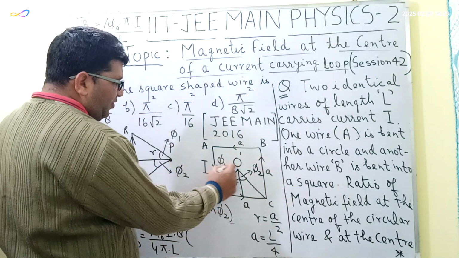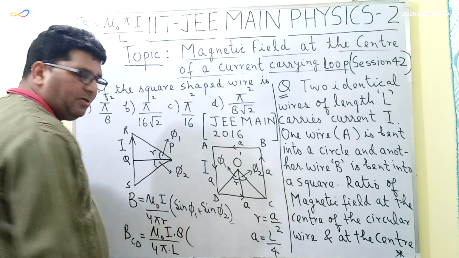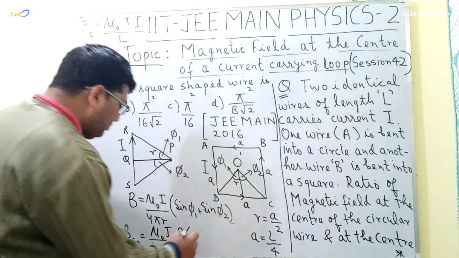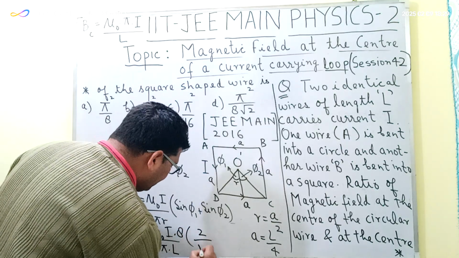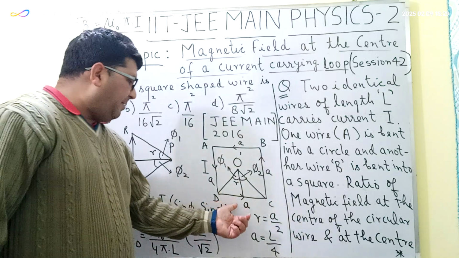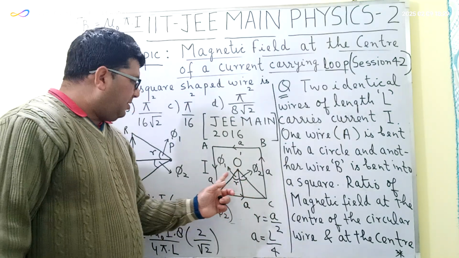In this case, phi 1 and phi 2 will be equal to 45 degrees. So sine 45 will be equal to 1 by root 2, and sine phi 2 will also be equal to 1 by root 2. This will be equal to 2 upon root 2. So this is the value of the magnetic field due to this wire CD at the center of the square.